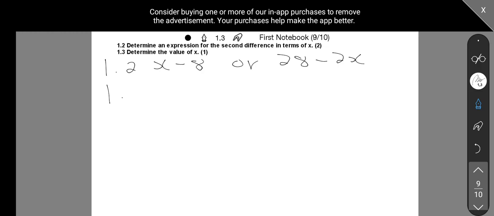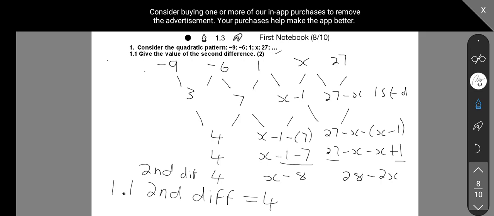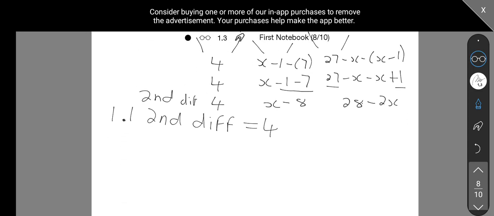Now let's go to 1.3. Determine the value of x. Oh, that is for 1 mark. We don't have to sweat a lot. So let's go to the previous slide to see what we have been doing. Remember that we have said that the second differences of a quadratic sequence are constant.